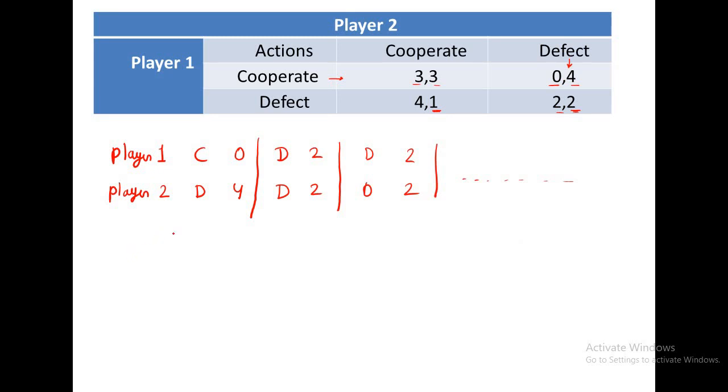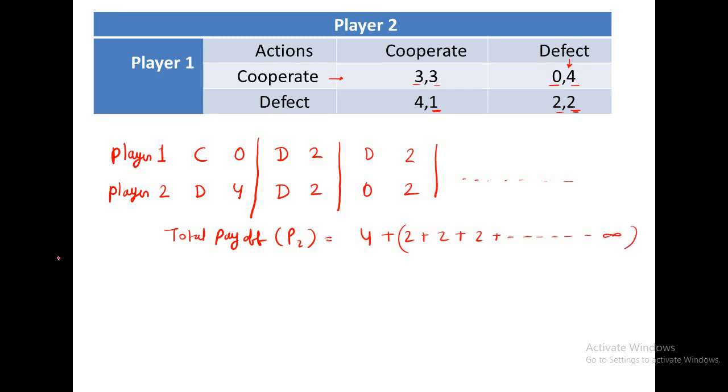Now tell me, since player 2 has taken the action of defect in the first iteration, what is the total payoff for player 2? The total payoff for P2 is 4 plus 2 plus 2 plus, and 2 will continue for an infinite number of times. So we can write it like this.